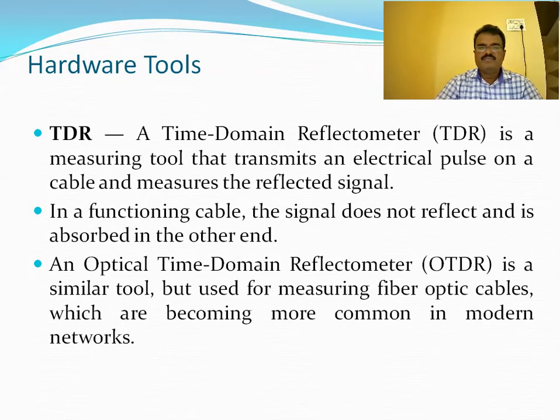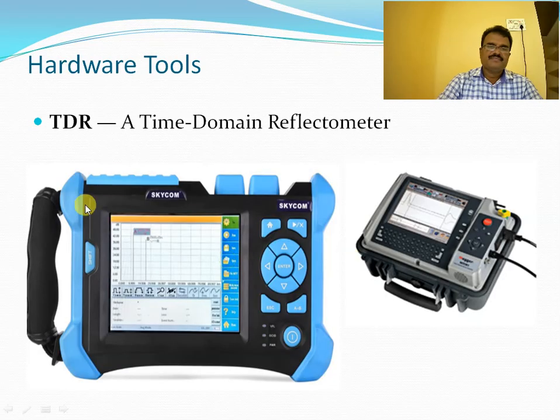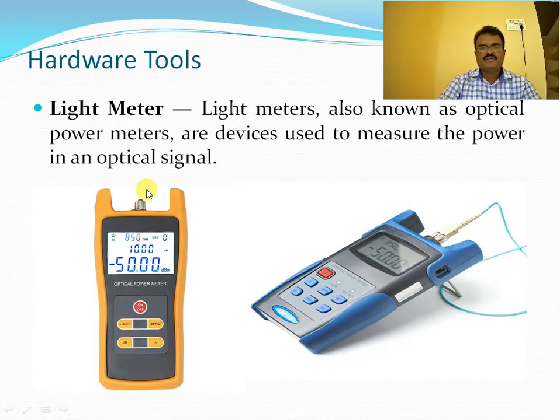An optical time domain reflectometer, OTDR, is a similar tool but used for measuring fiber optic cables, which are becoming more common in modern networks. So this is a time domain reflectometer. This is one of the TDRs. This is another TDR. Next, another hardware tool is the light meter.